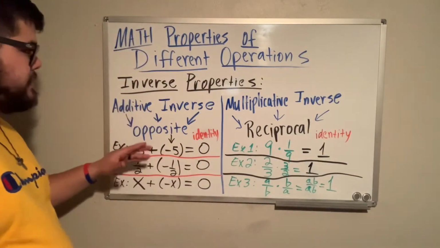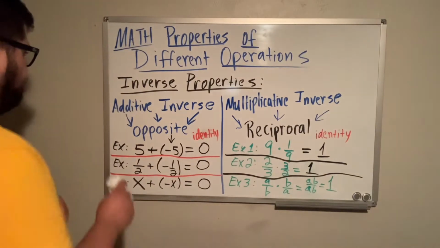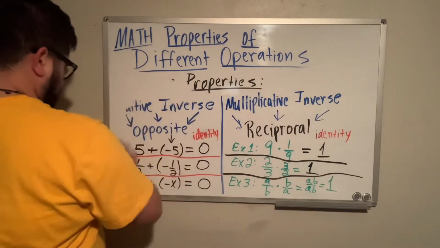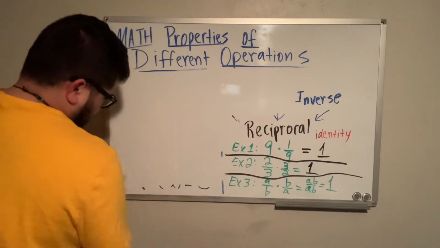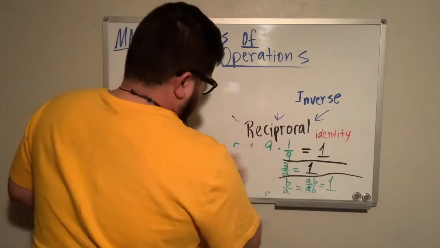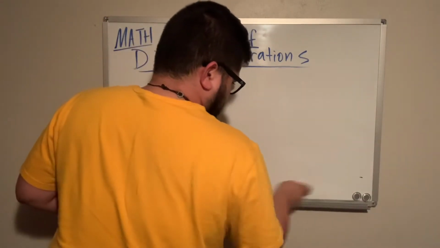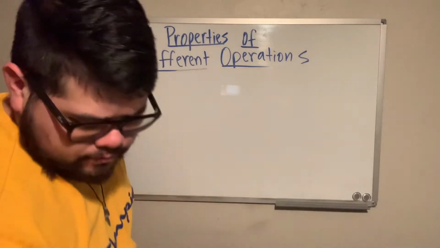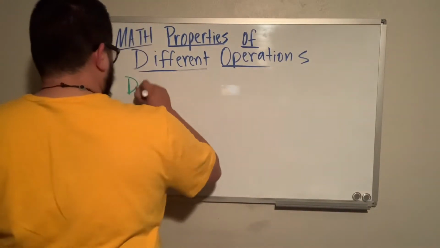I'm going to go ahead and erase this. This is from part 4. Here we go. Let me erase this. All right, here we go.